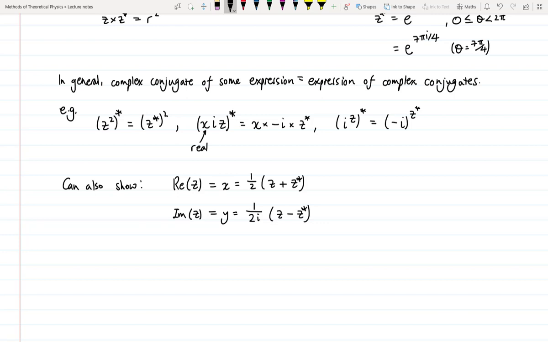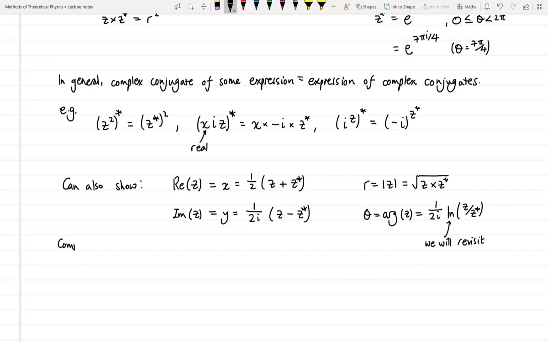We can also use the complex conjugate to write the modulus as the square root of z times z star, and the argument of z, you can check for yourselves, is given by 1 over 2i times the complex logarithm of z divided by z star. And just a quick note that we will revisit the complex logarithm in quite a lot more detail over the rest of this course.